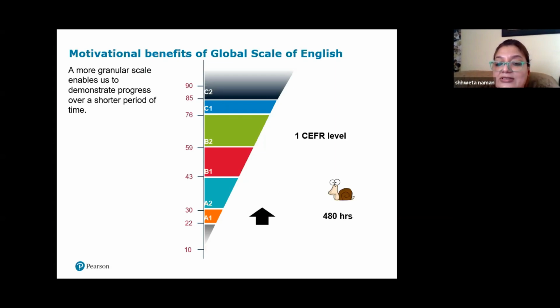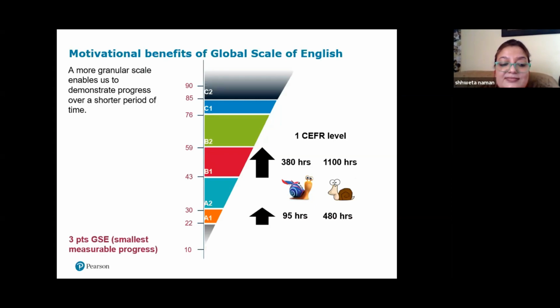So this defines the hours for one level. So this is the 3 points. GSE is the smallest measurable progress that we can just count. You can just see from A1, like 22 onwards, it's 120 hours, and you can see the CEFR level from one level to another level. It's like so many hours.